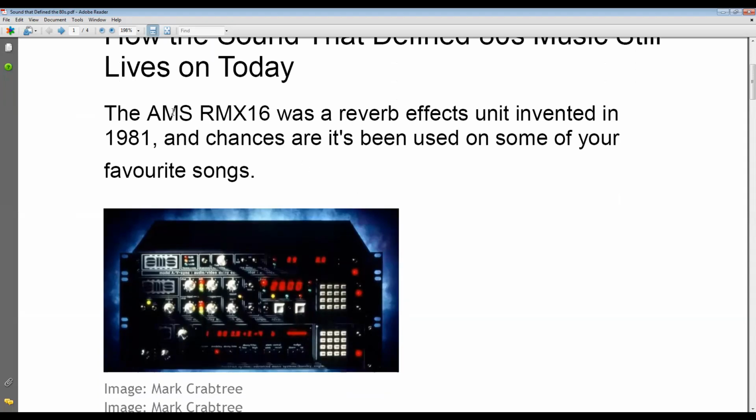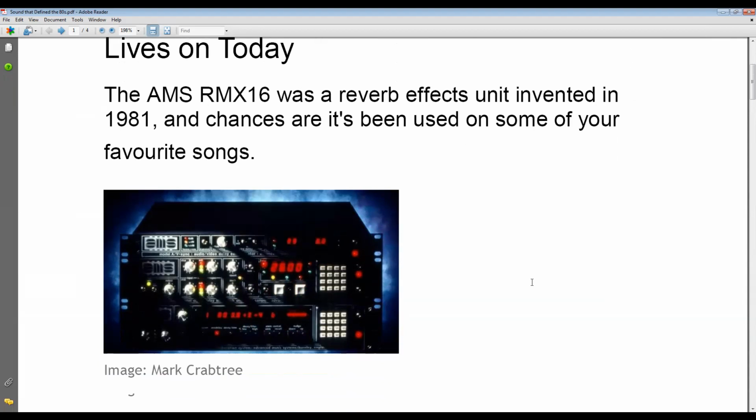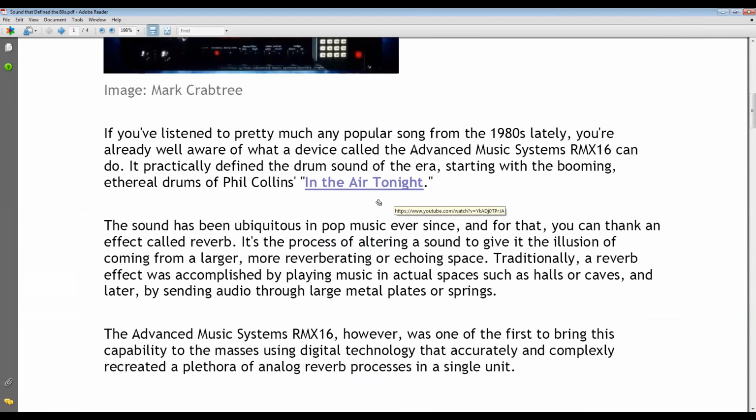And this particular article is about a device called the AMS RMX16, which is a reverb effects unit that was invented in 81. And it's probably been used in songs that even you, as a younger group of readers, may have enjoyed. He mentions specifically a famous example from the period. Phil Collins is in the air tonight.